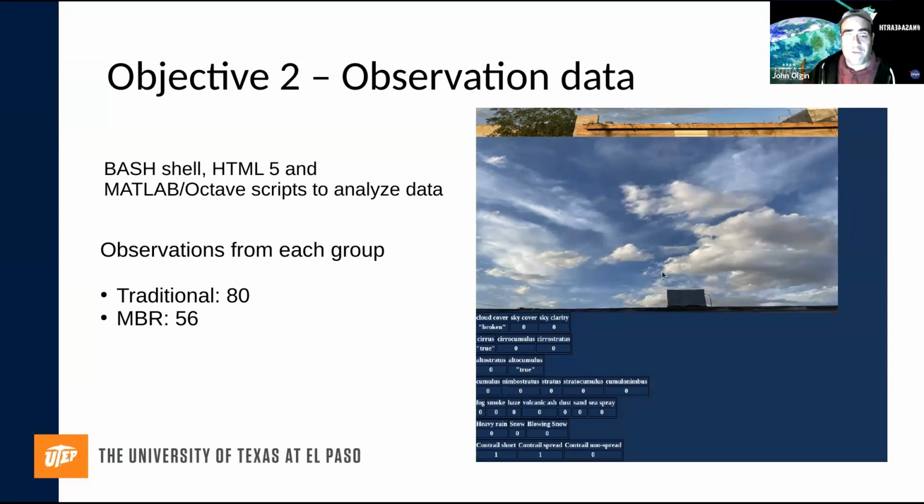And so out of the traditional group, which were only 11 people, they actually collected 80 data points, if you will, or data sets. The model-based reasoning group, out of only 7, collected 56. So that's actually not bad. They were relatively active in doing this and participating.